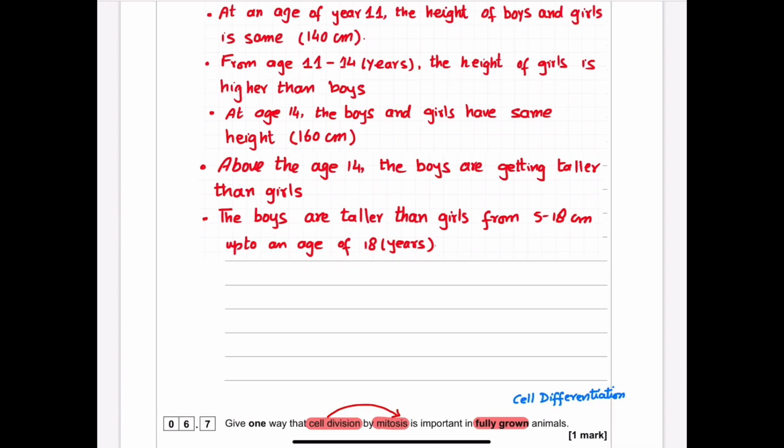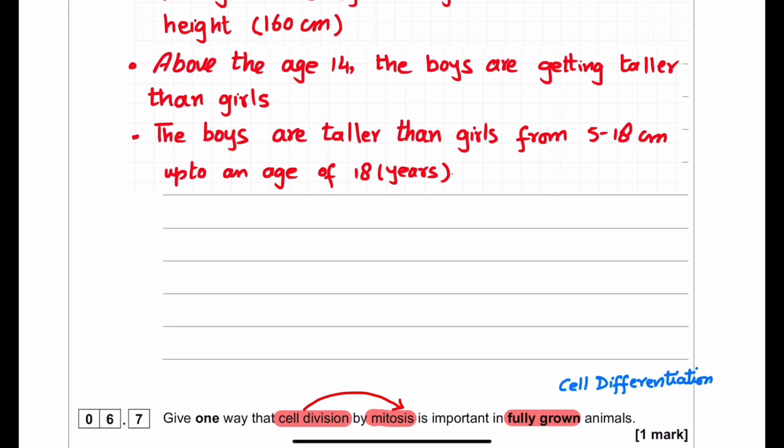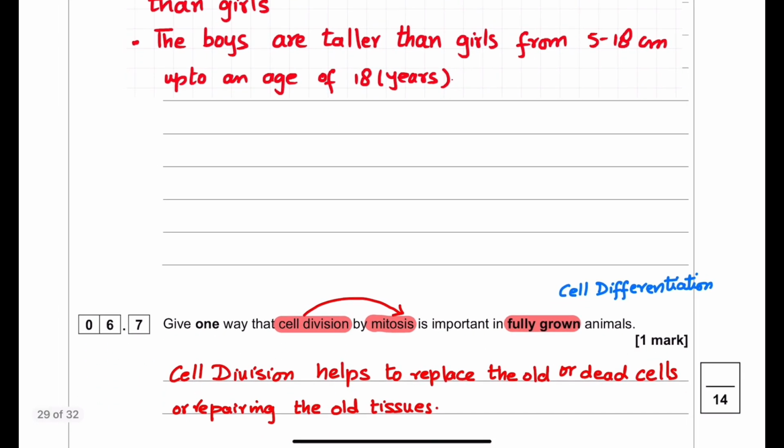6.7: give one way cell division by mitosis is important in fully grown animals. This question is from cell division. Cell division helps to replace the old or dead cells in the animals. Let's see the model answer. Cell division helps to replace the old or dead cells or repair the old tissues.